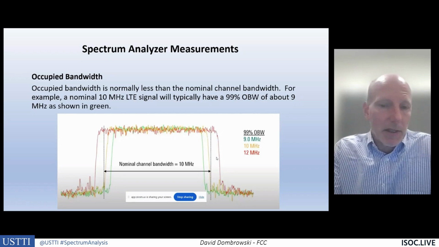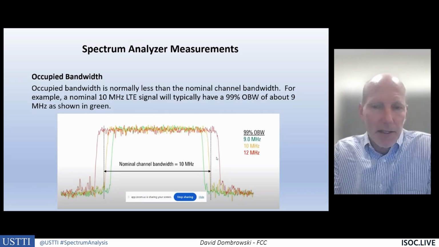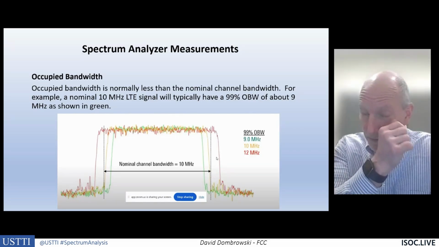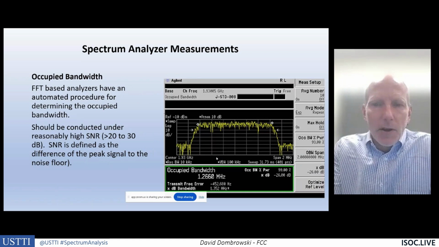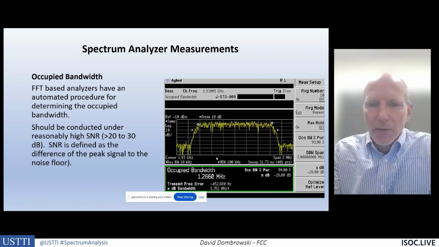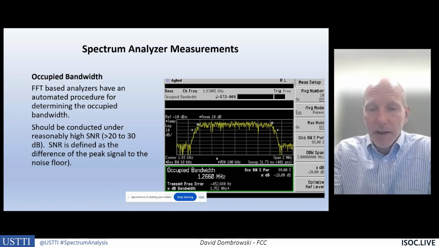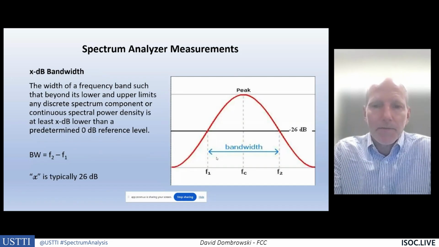And the analyzer is for an LTE signal, and typically a 10 megahertz LTE signal will occupy 9 megahertz of spectrum. That was a measurement done here. There is also, and here's what a fast Fourier transform, you can set it up to do that measurement. And the only way to measure this is with a computer, a spectrum analyzer.